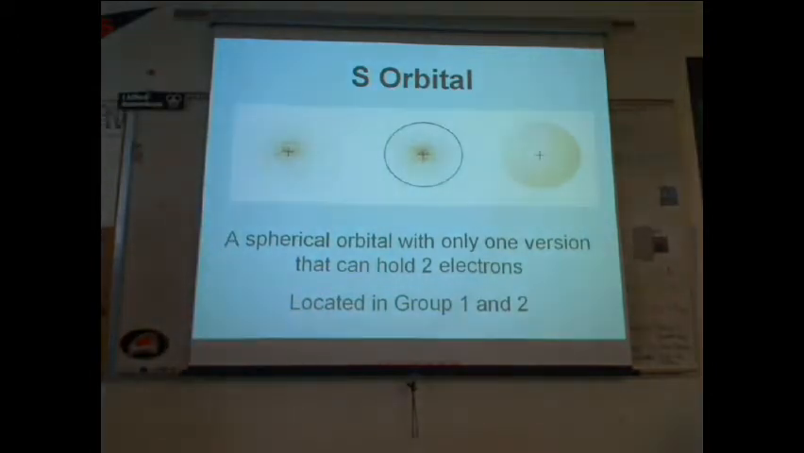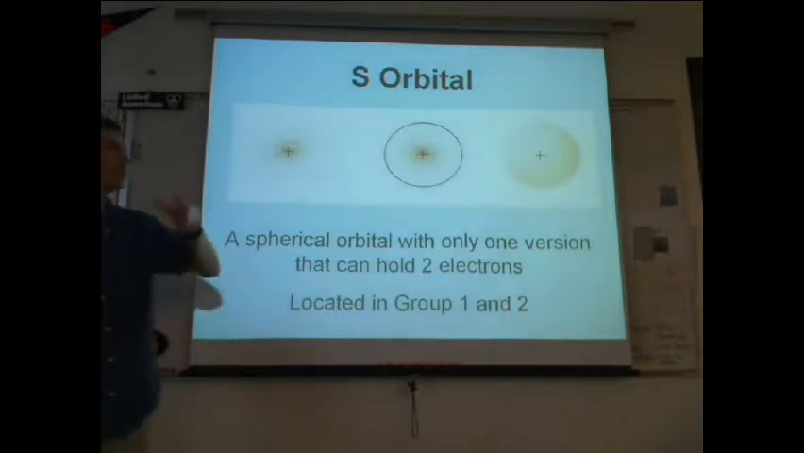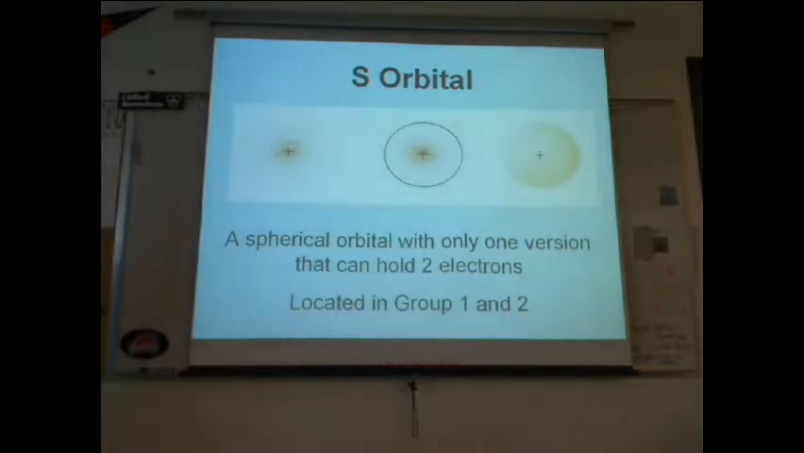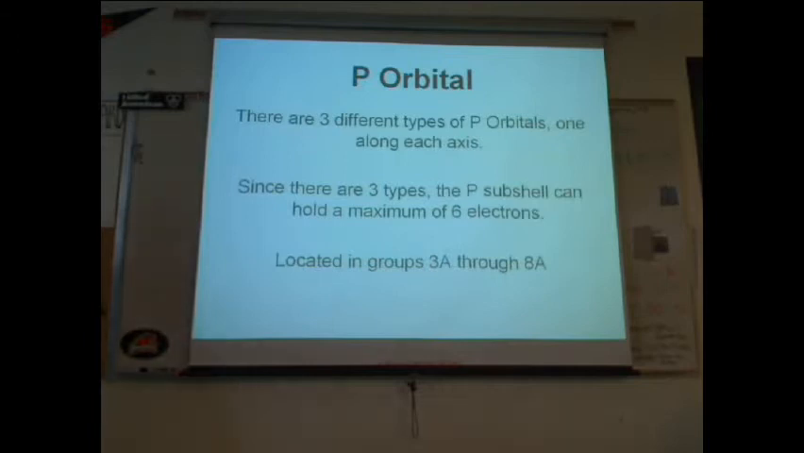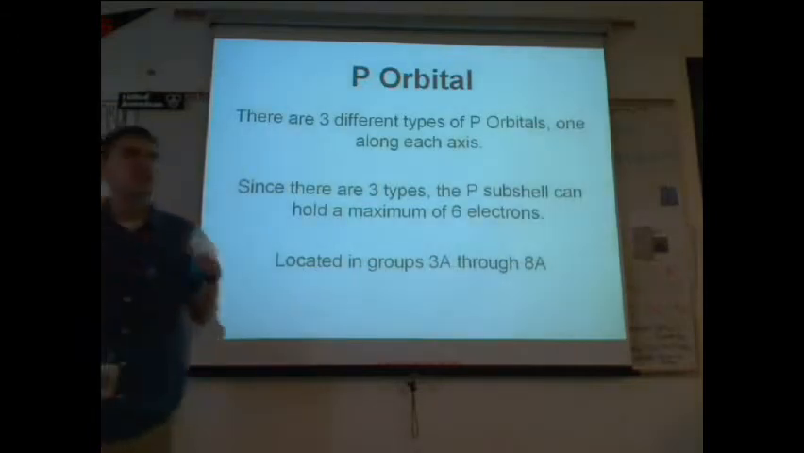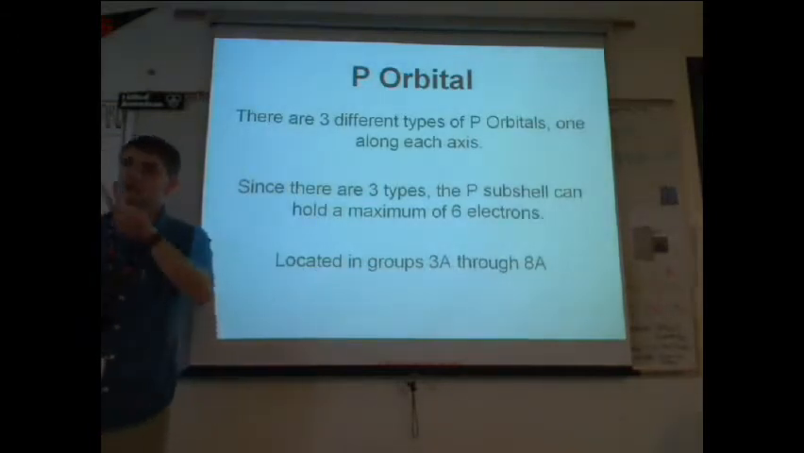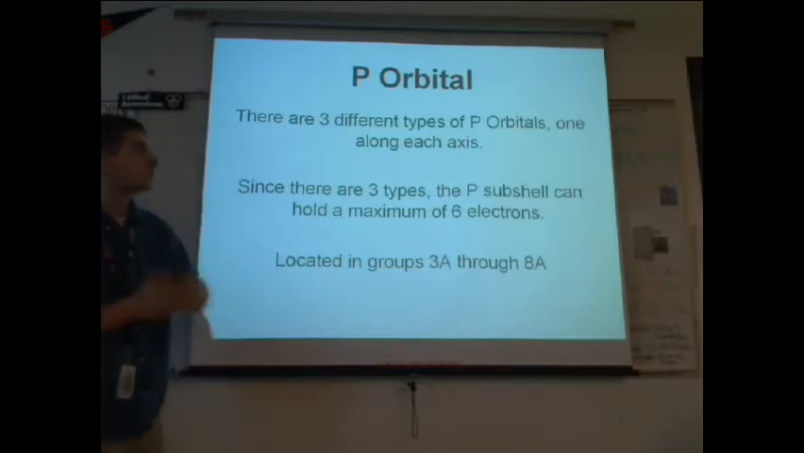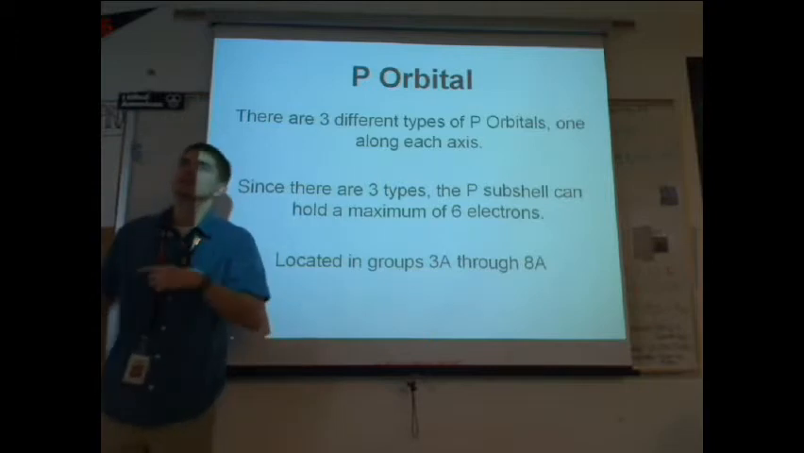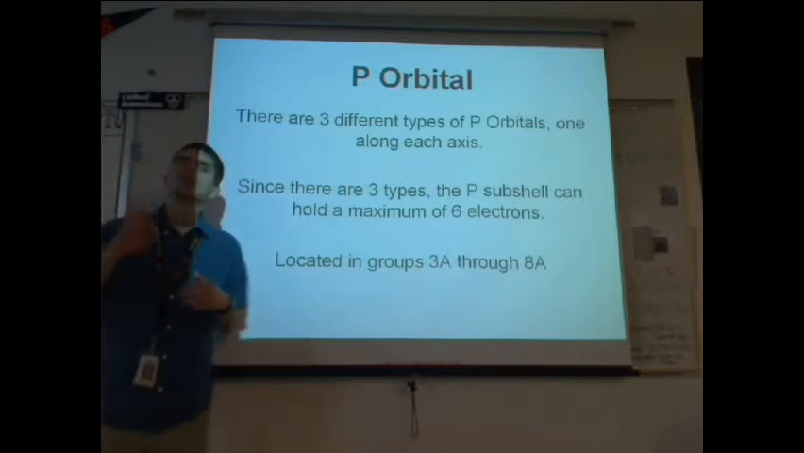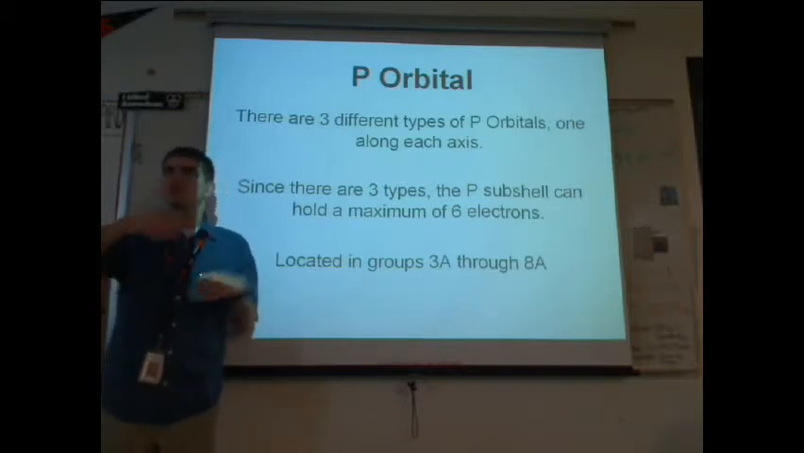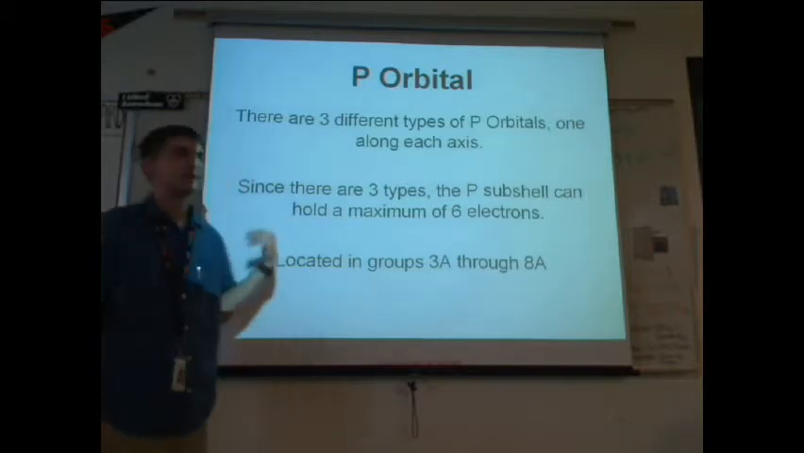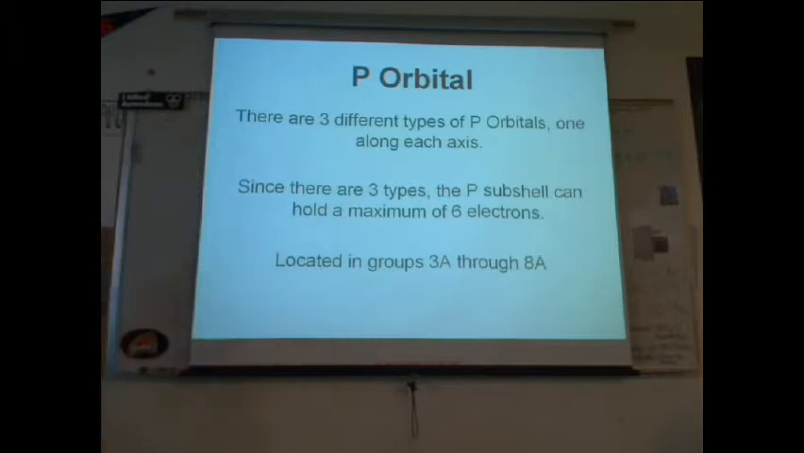So S orbitals hold 2 electrons. P orbitals, again, all orbitals can hold 2 electrons. There's just different types of each. So, for instance, there's 1 type of S, so it holds 2 electrons. Well, there's 3 types of P's, so since there's 3 types, each type can hold 2. P's can hold a grand total of 6 electrons.